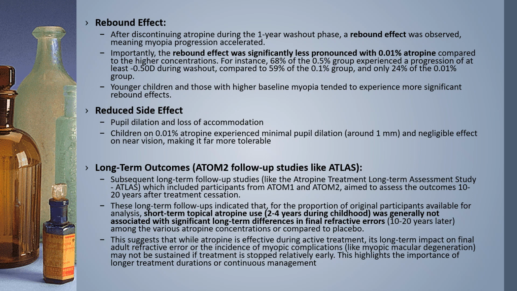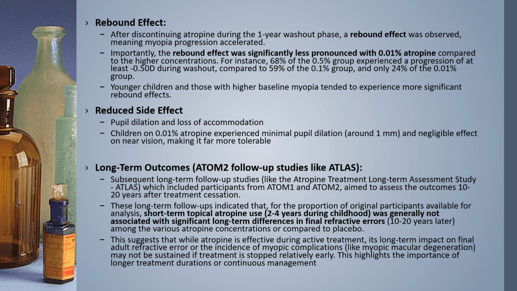So this does suggest that while atropine is definitely effective during active treatment, its long-term impact on final adult refractive error or incidence of myopia complications is unclear. Because there was not much of a difference in the final refractive error, we cannot really say whether it was very useful to use it at that particular time for reducing the progression of myopia, if the treatment was stopped relatively early. So it also shows that we have to keep on looking at these patients till they are at an age where they stop progressing further.